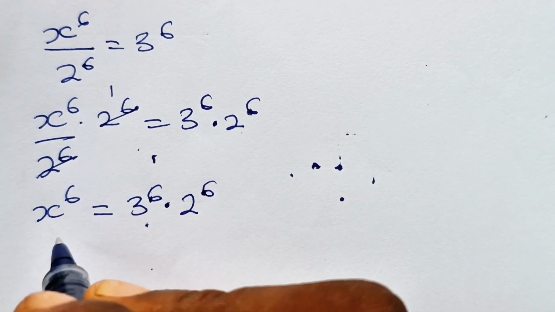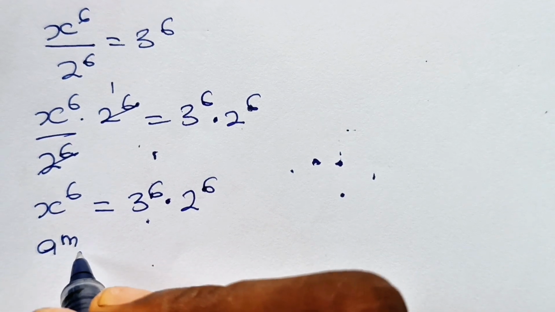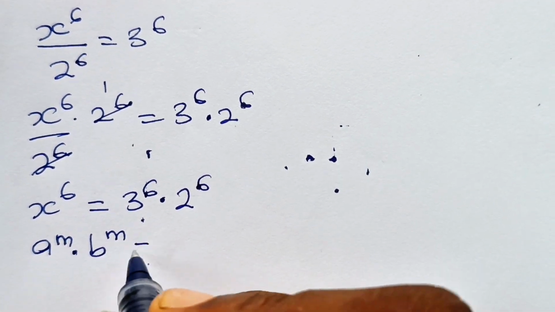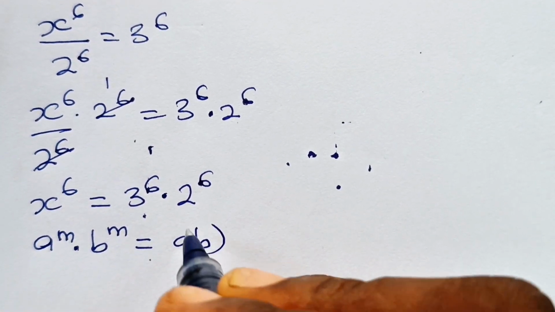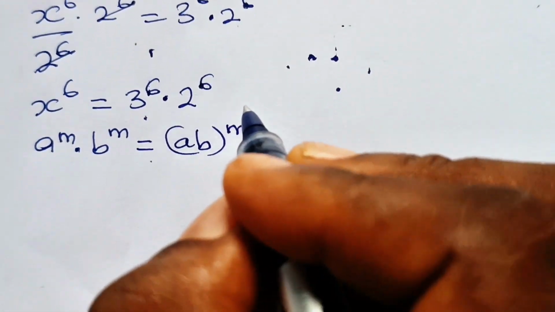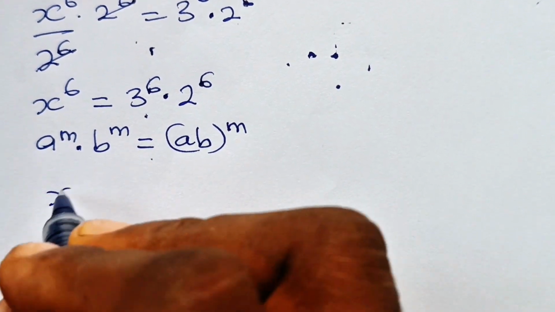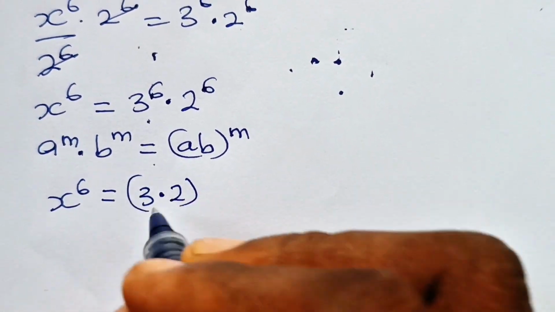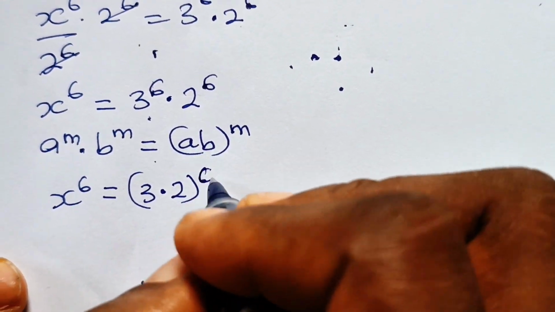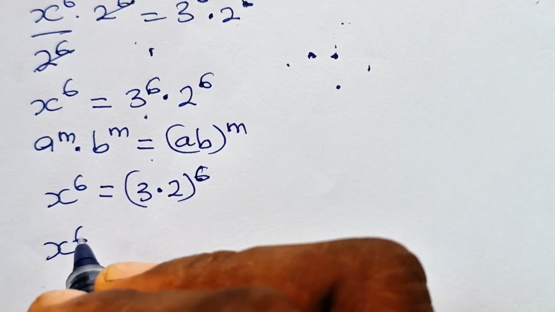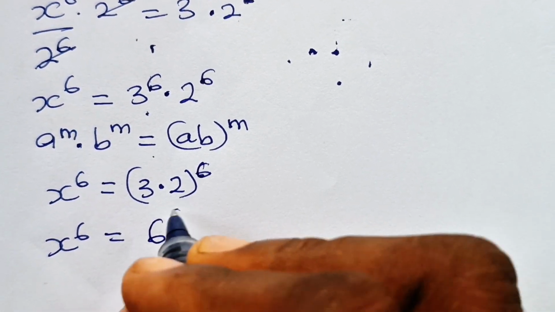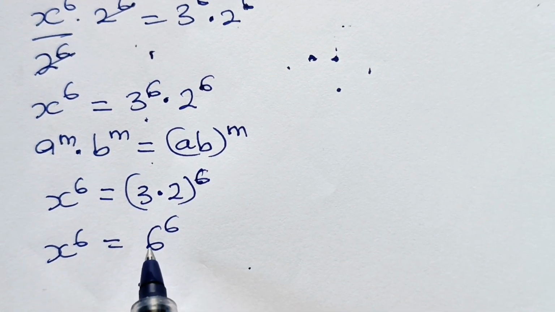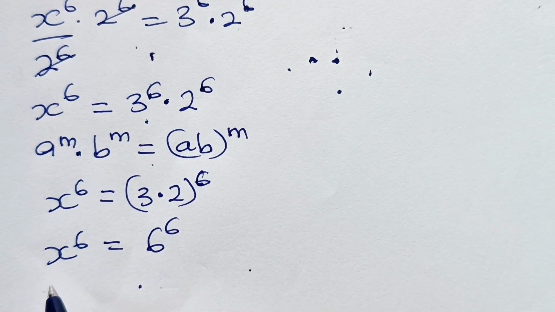But recall that a^m multiplied by b^m is equal to (a multiplied by b)^m. So that means that x^6 is equal to (3 multiplied by 2)^6. So we have x^6 is equal to 6^6. Now let's transfer this to this side of the equation.